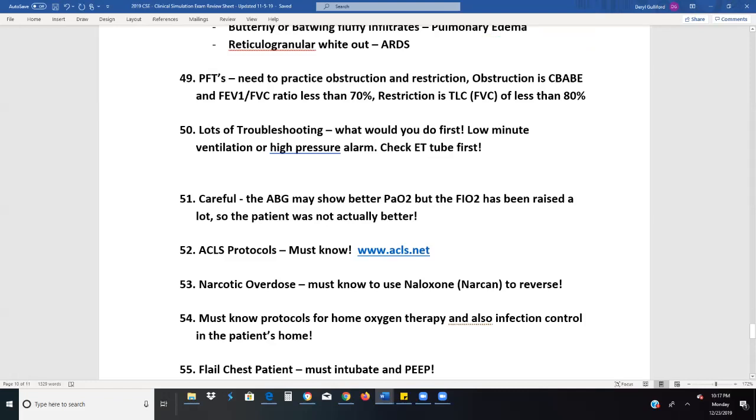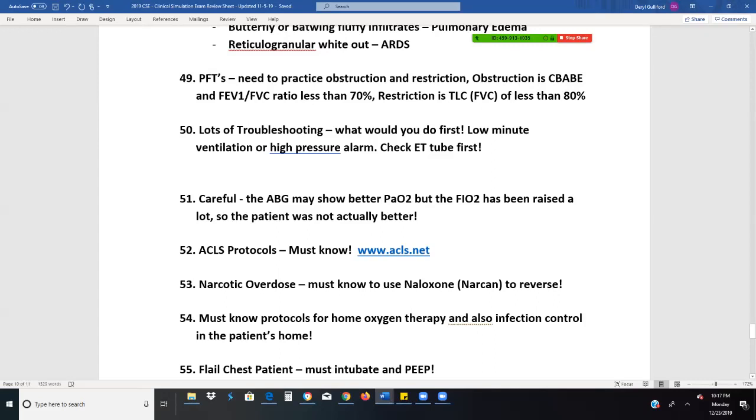Lots of troubleshooting. You should prepare for every kind of troubleshooting situation, like a high pressure alarm, a low minute ventilation alarm. What would you do first? One thing you definitely want to do is check tube position first. If the tube has slipped out or it's down the right main stem, that could be the whole problem.